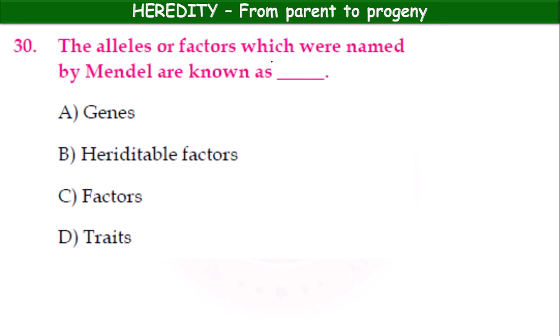The allele or factor which were named by Mendel are known as genes, heritable factors, traits. Which one? Genes. Alleles are also called factors, and are also called genes.